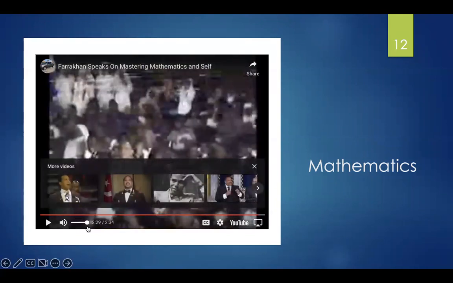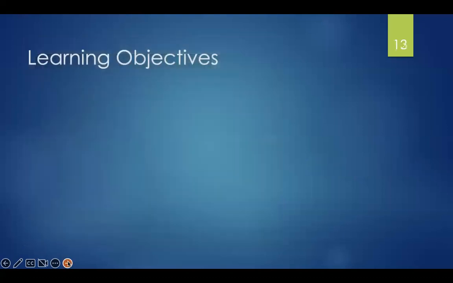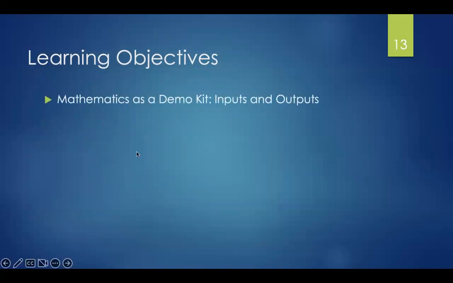I love it. Love it. Okay, so our learning objectives for today. We're going to use mathematics as a demo kit. So, Dr. Drake, am I pronouncing that correctly? Like Dracula. Drock, okay, Dr. Drock. Well, we know you're not a vampire, so. That's right.